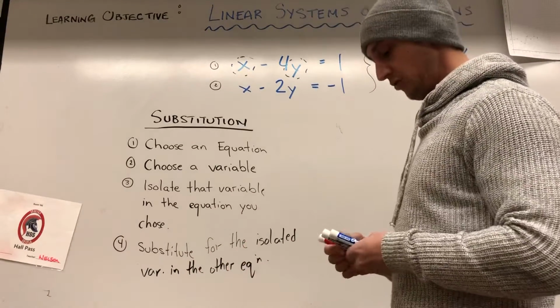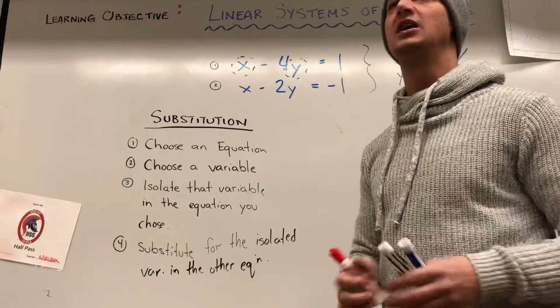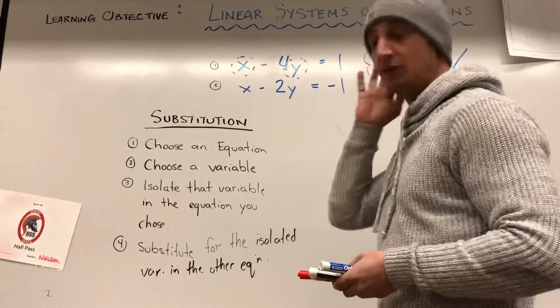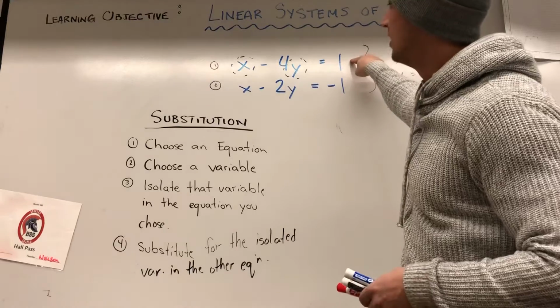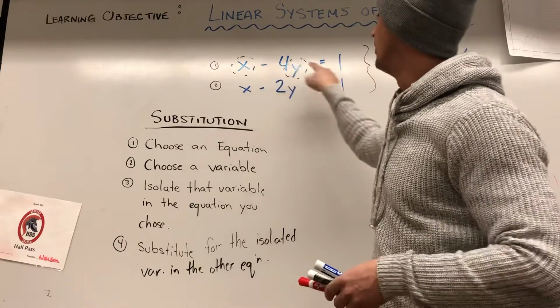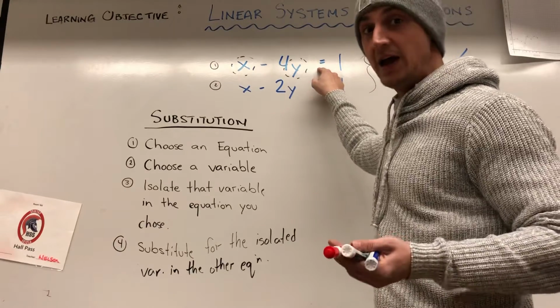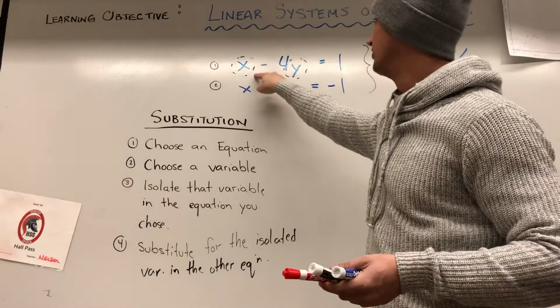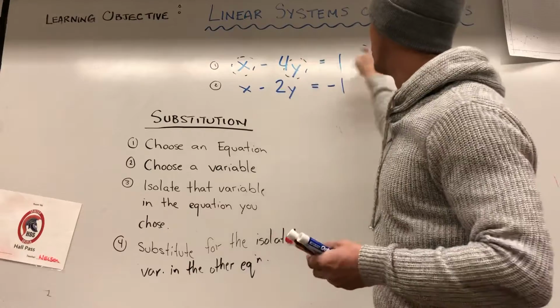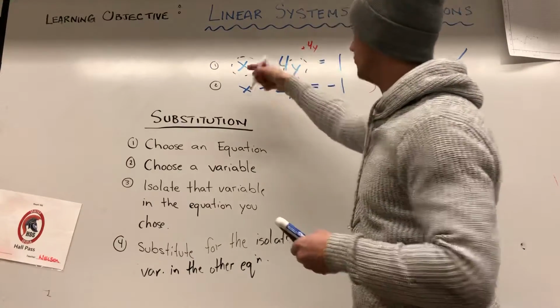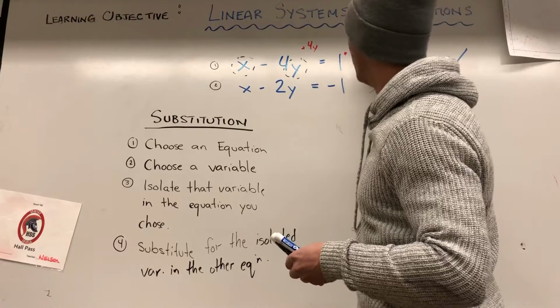So I am going to choose an equation. Okay, I chose 1. Now I'm going to choose a variable. Well, if I choose equation 1, which of these two variables looks like it will be easier to isolate? I think x. Because in order to isolate x, all I have to do is add 4y on each side, and that will get rid of the 4y. And then I'm left with x alone. So plus 4y, plus 4y.